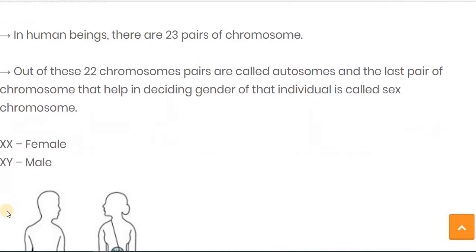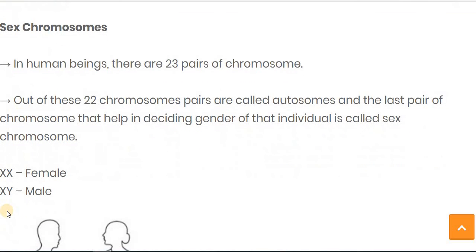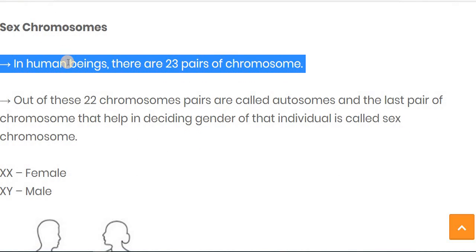Now let's talk about the sex chromosome. If you are talking about human beings, then there are a total of 23 pairs of chromosomes, meaning a total of 46 chromosomes. But if we are talking in pairs, then it is 23 pairs of chromosomes. So out of these 23, 22 pairs of chromosomes are called autosomes, meaning they are not responsible for sex determination, but only one pair is responsible for sex determination, so that is called the sex chromosome.